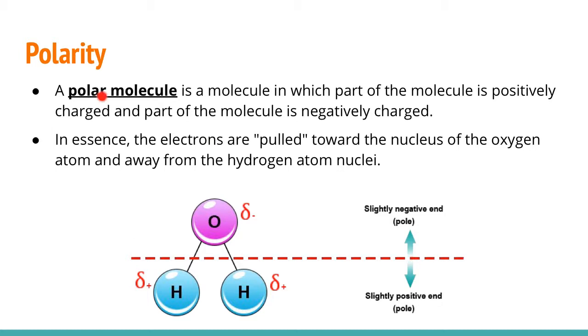The definition for a polar molecule is a molecule in which part of the molecule is positively charged and part of the molecule is negatively charged. In this case, when I look at my water, my 2 hydrogens have this partial positive charge on them, whereas my oxygen has this partial negative charge on it. In essence, the electrons are pulled toward the nucleus of the oxygen atom and away from the hydrogen atom nucleus. The electrons are being pulled closer to my oxygen, and because electrons are negative, that's why we get this overall negative charge on that oxygen.